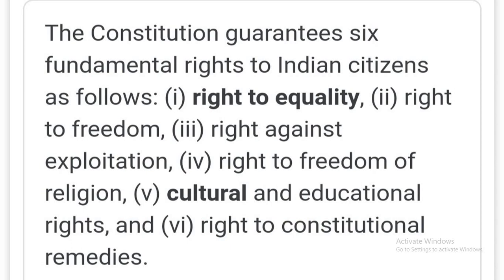What were the fundamental rights? Recall what you have learnt in the earlier classes. We have 6 fundamental rights for the citizens. First one, right to equality, right to freedom, right against exploitation, right to freedom of religion, cultural and educational rights, and right to constitutional remedies. So, a citizen of India has to be aware of these fundamental rights.